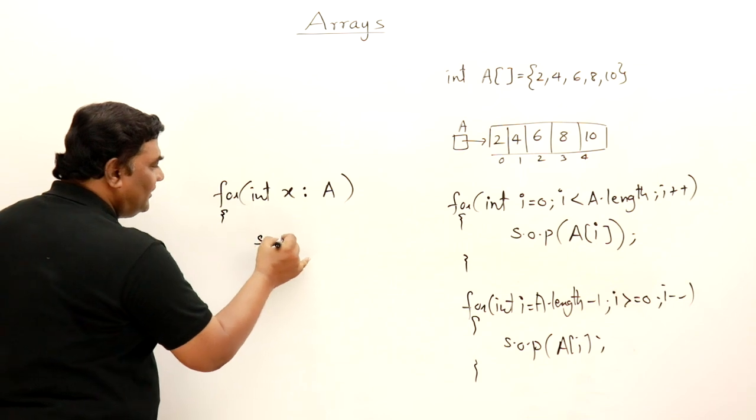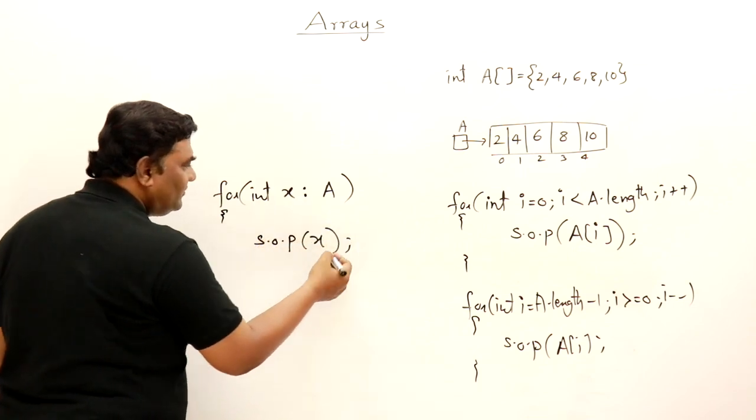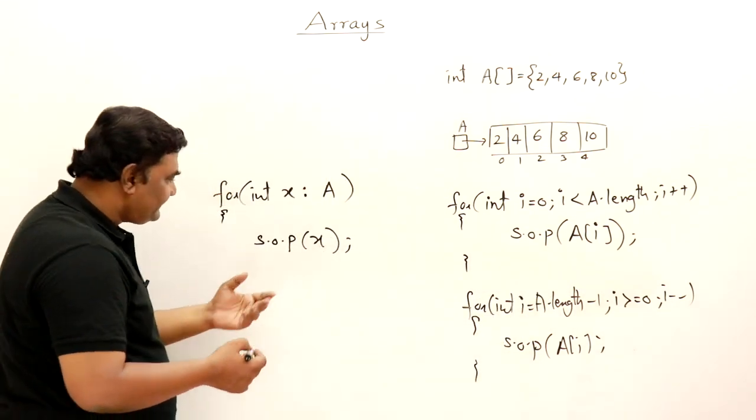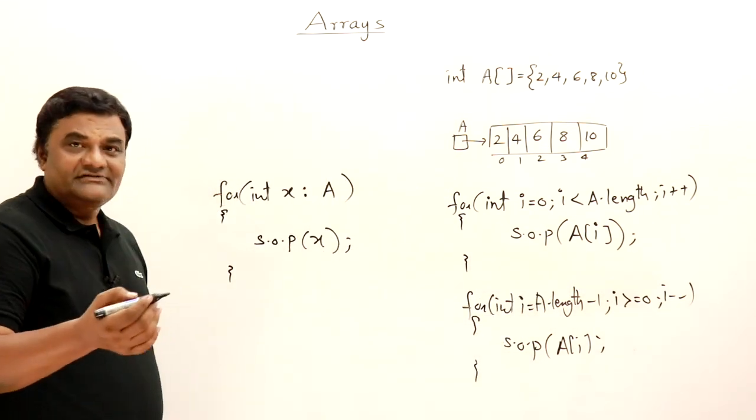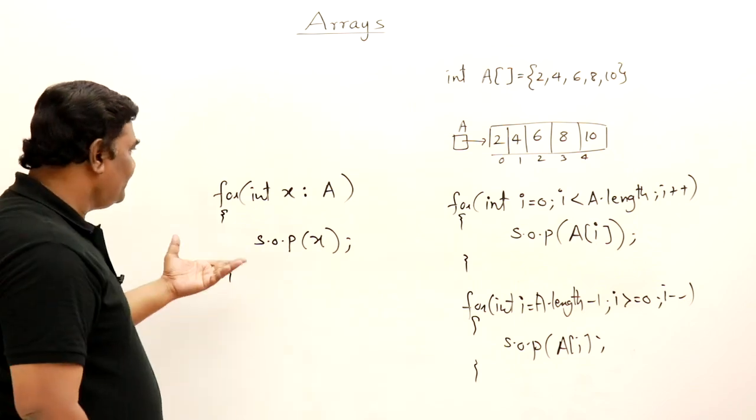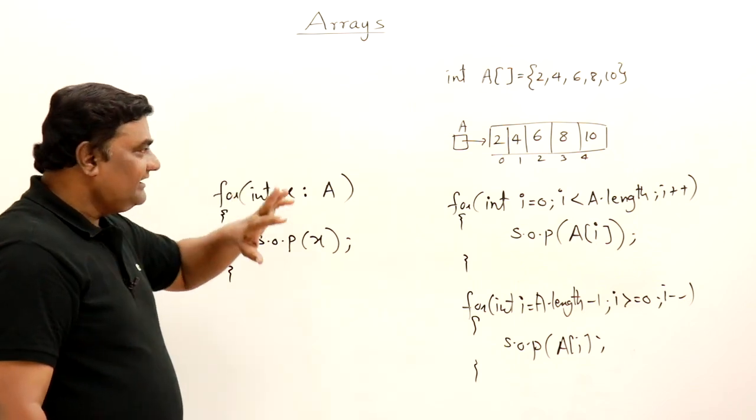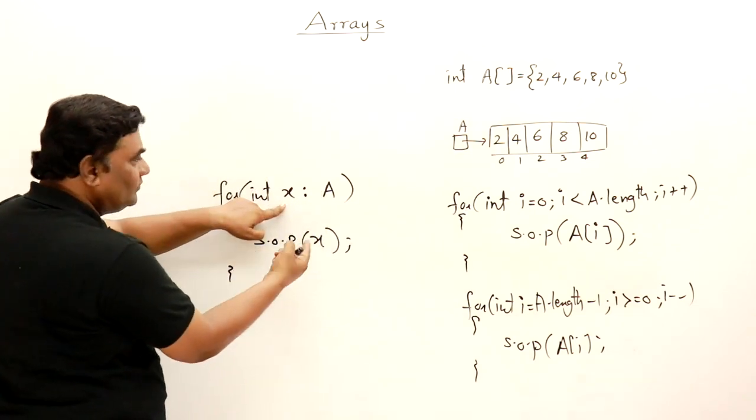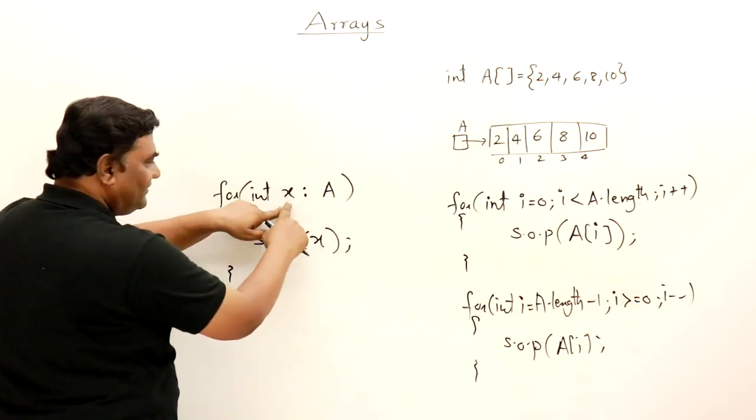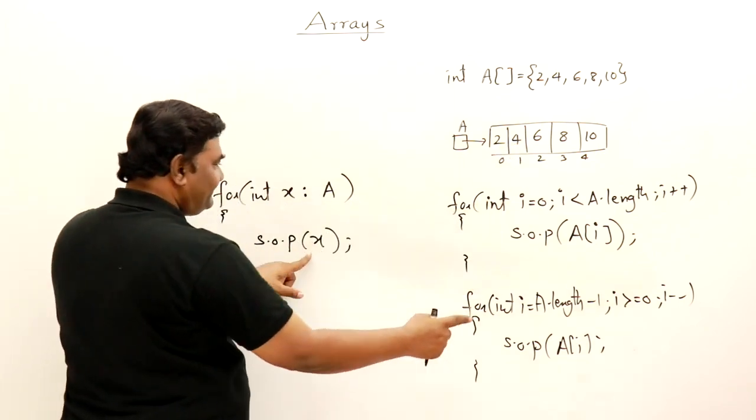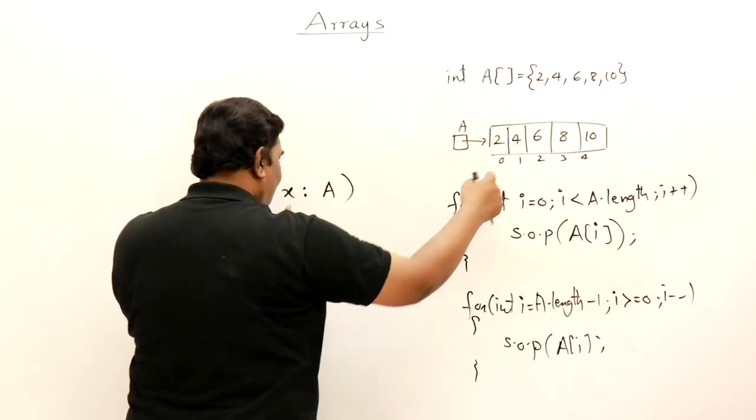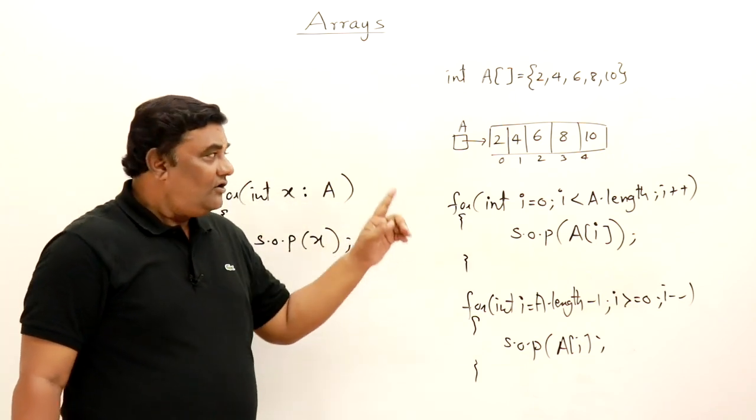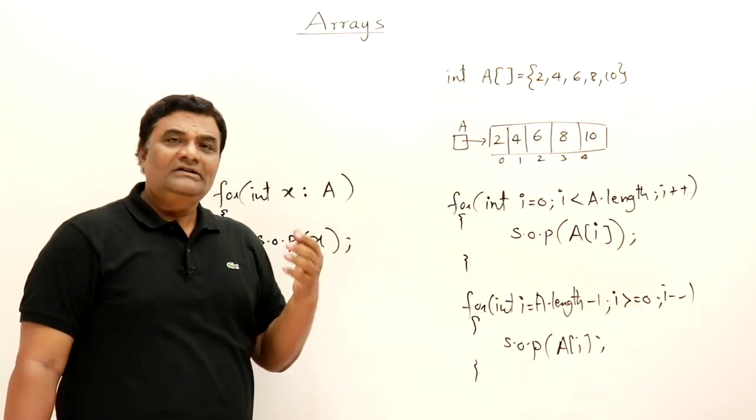So say system.out.println x. See, there I was saying a of i, but here I am just saying x. So this will print all the elements. So simple. For every x value in a, what does it mean? Let us see. First time x will become 2, so print 2. Next time x will become 4, so 4. Then 6 is printed, then 8, then 10, over, it stops. So x has taken all the values in the array, all the elements.